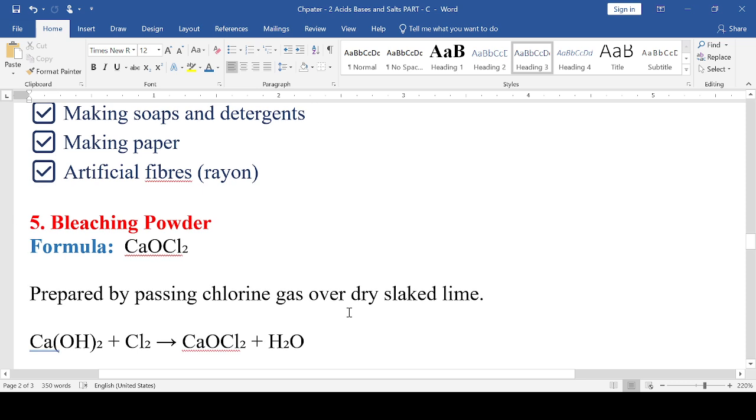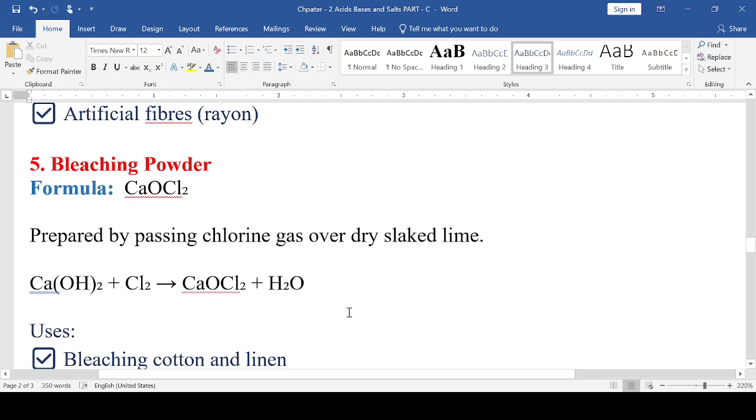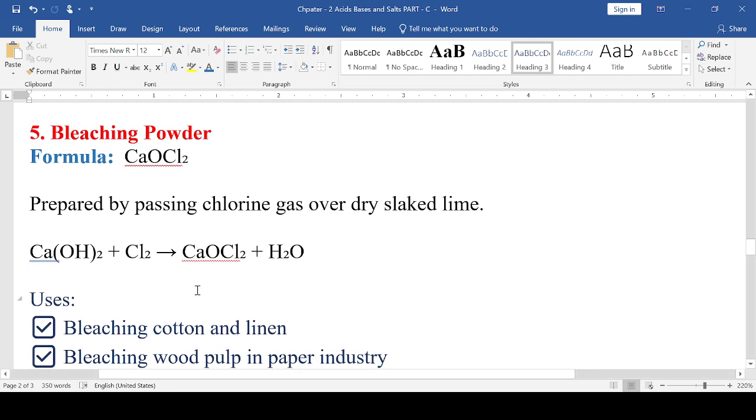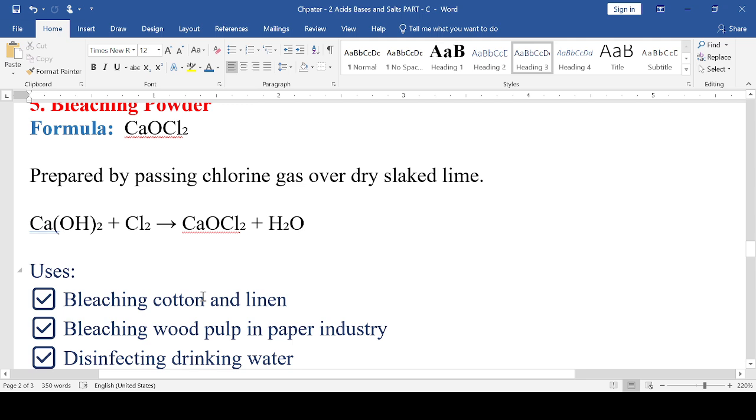Next comes bleaching powder. The formula for bleaching powder is CaOCl2, and it is prepared by passing chlorine gas over dry slaked lime. The chemical equation is Ca(OH)2 plus Cl2 gives CaOCl2 plus H2O.